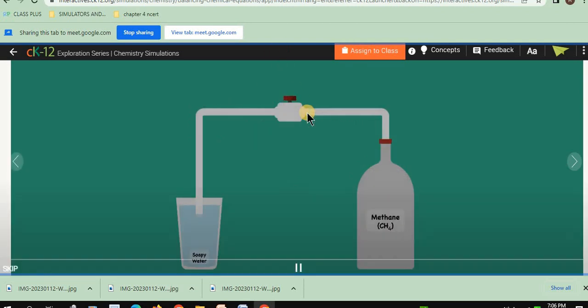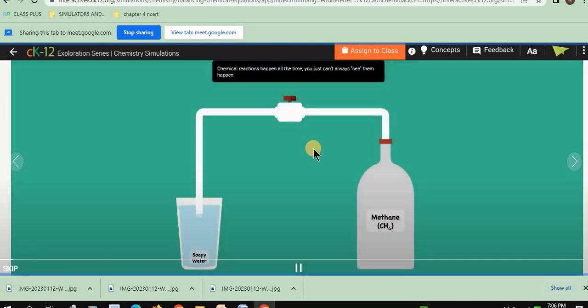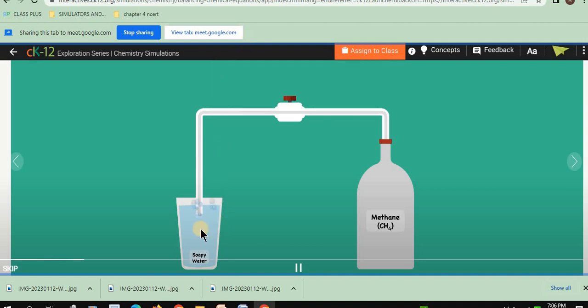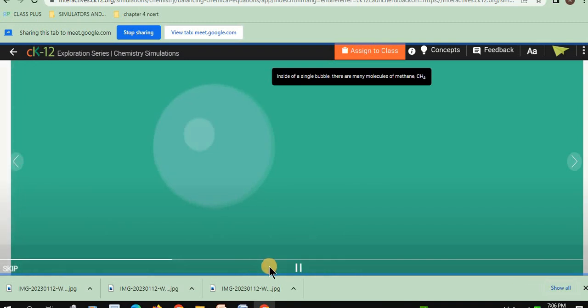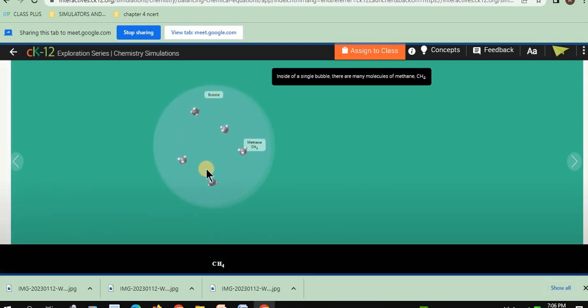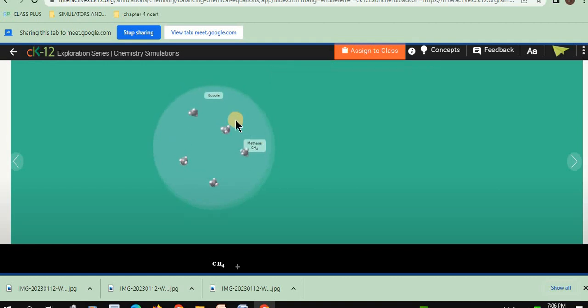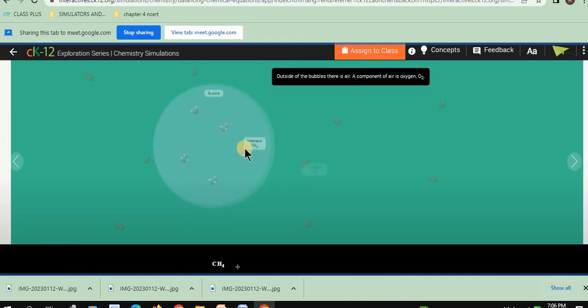Yes, sir. Right. So we are going to check the simulator known as CK12. All the links for that I will share in the chat box at the end of this session. So Anna, can you please tell me what is written on the left hand side? Soapy water. Yes, absolutely right. Some gas is also mentioned here. Which gas is written here? Methane, absolutely right.